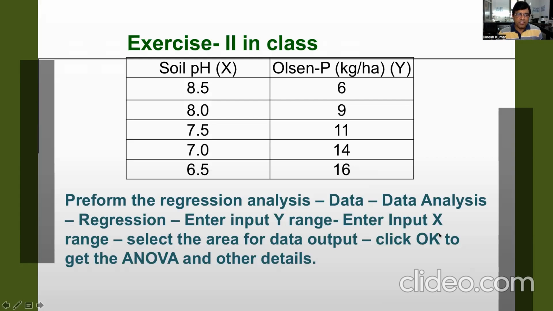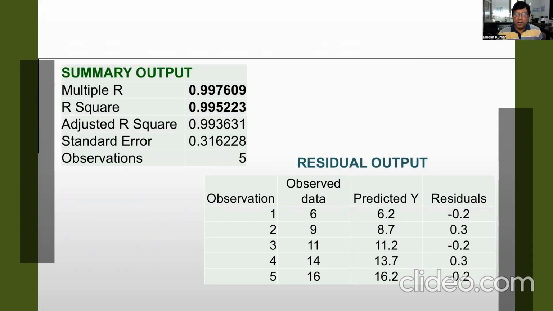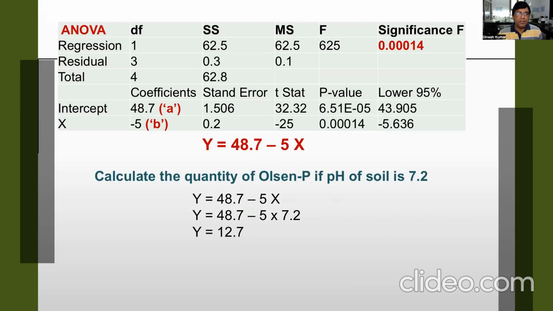This is also one exercise I will show you today how to do it. And this is the output. You can see observed data, predicted data, and residuals also. Here you can see correlation coefficient is 0.997 and R square is 0.995. And you can see the residuals. This is the difference in observed data and predicted data. Predicted data you get from the line or equation.